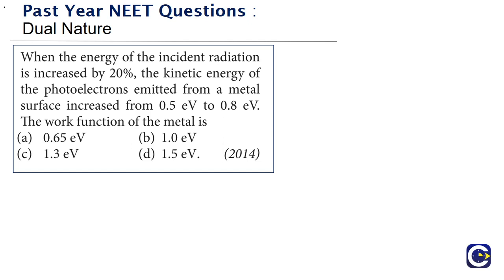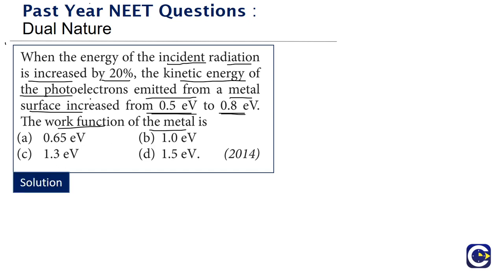Next we have a question that came in 2014. When the energy of incident radiation is increased by 20%, the kinetic energy of the photoelectrons emitted from the metal increases from 0.5 to 0.8. Using this, we have to find the work function of the metal.